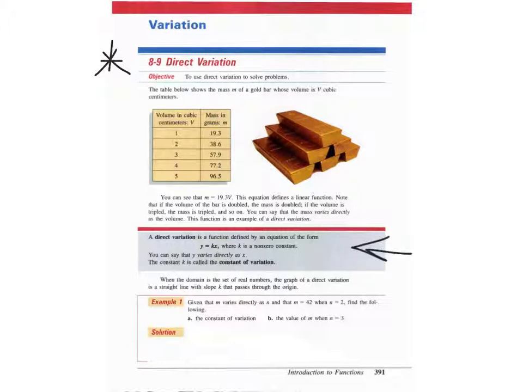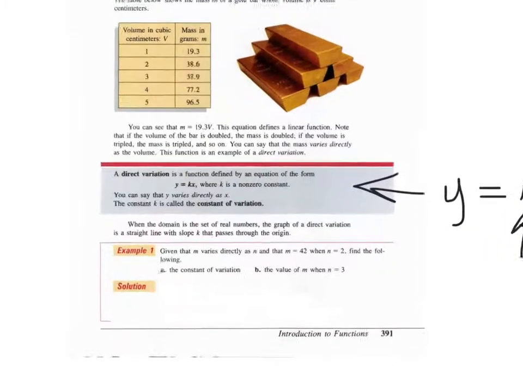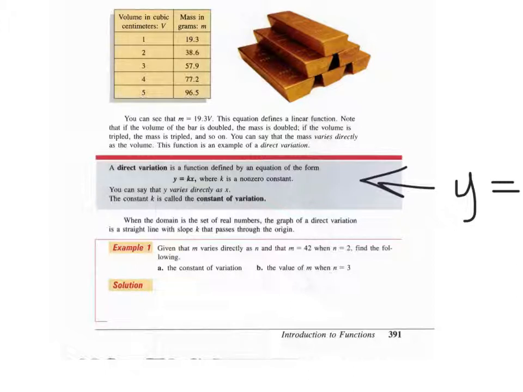So again, the formula for direct variation is y equals kx, where k is your constant of variation. Now I know the word constant starts with C, however, in this formula, the constant of variation is going to be the letter k. A direct variation is a function defined by an equation in the form y equals kx. You can say that y varies directly as x. So the order you read it is going to be what your letters are.